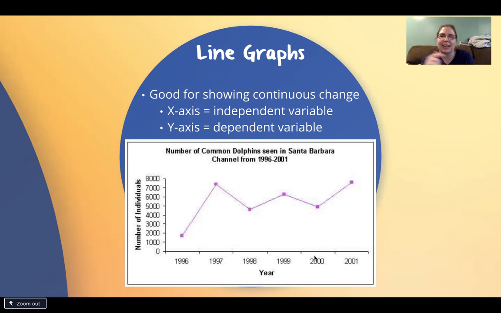I'm choosing to go out and count the number of dolphins. That's why time can be an independent variable. And what am I measuring? The number of dolphins. So that's why that is the dependent variable.